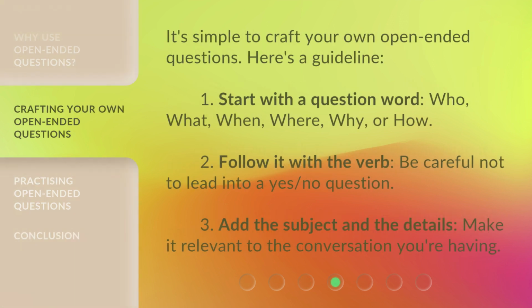It's simple to craft your own open-ended questions. Here's a guideline. 1. Start with a question word. Who, what, when, where, why, or how. 2. Follow it with the verb. Be careful not to lead into a yes, no question. 3. Add the subject and the details. Make it relevant to the conversation you're having.